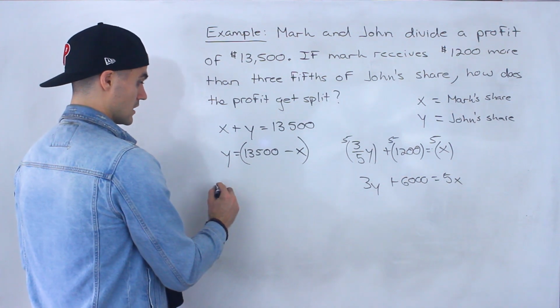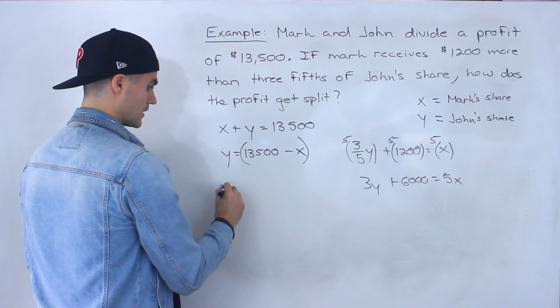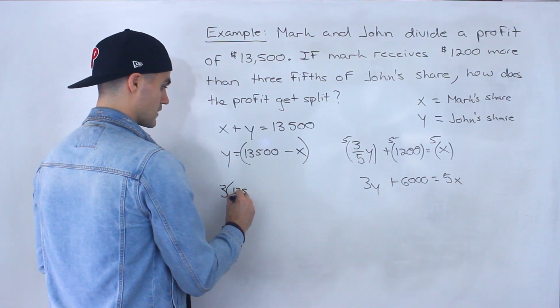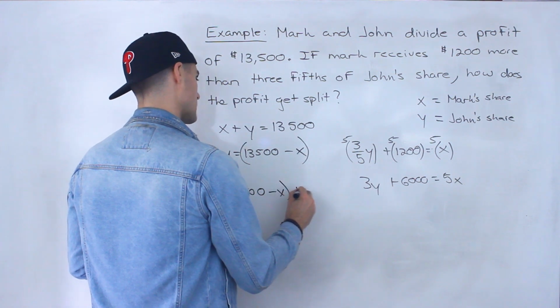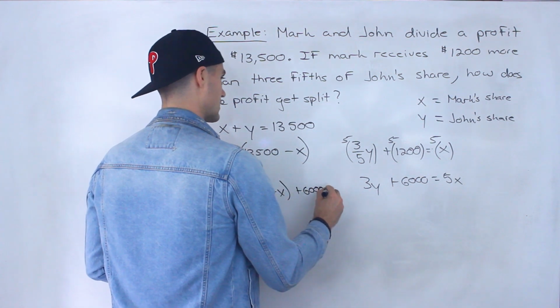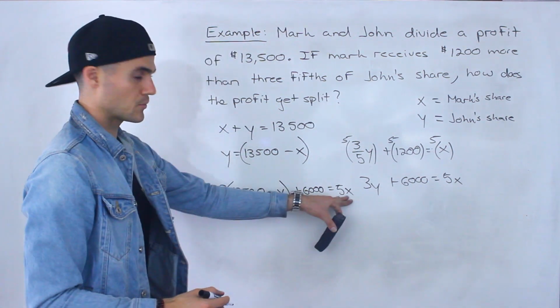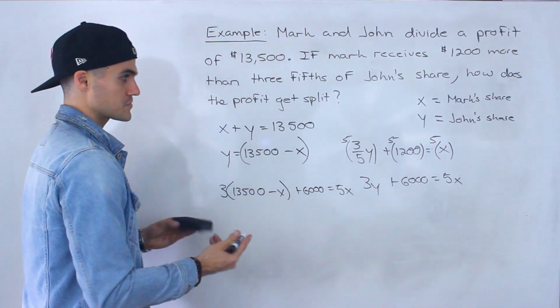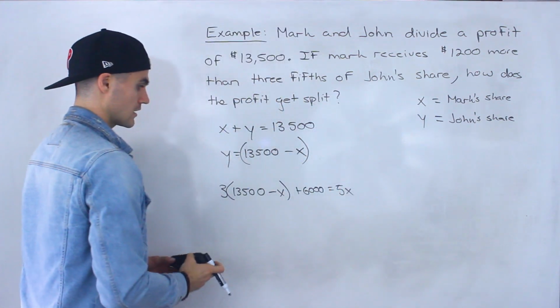just as long as you get the same answer. So if I sub in this here, I would end up with 3 times 13,500 minus x plus 6,000, and that's going to equal 5x. And now notice that we have an equation in terms of one variable. So now we can just solve for that x right there.